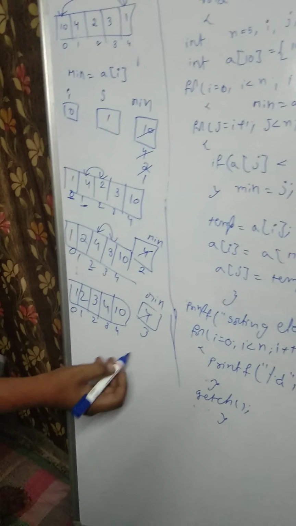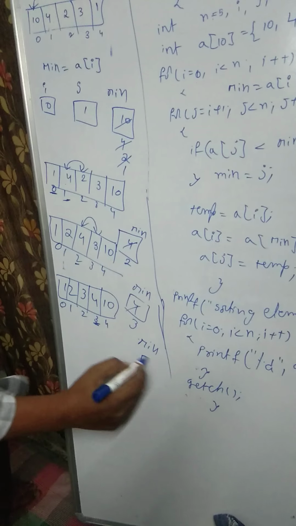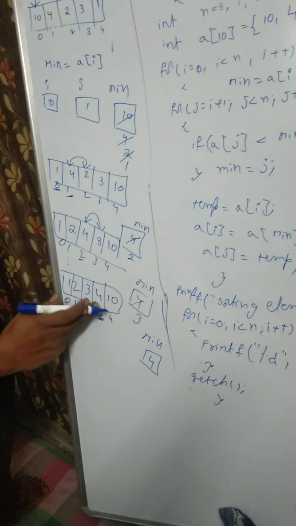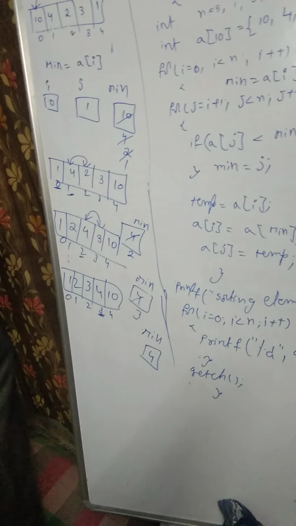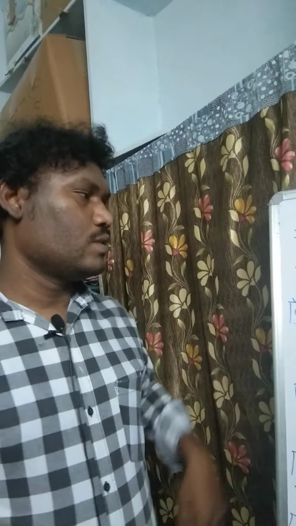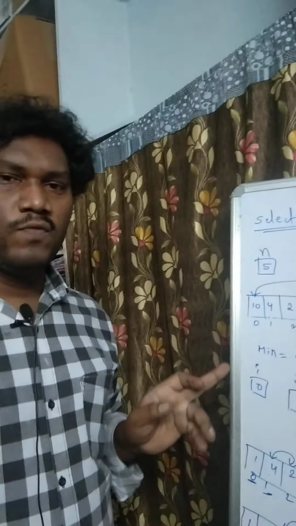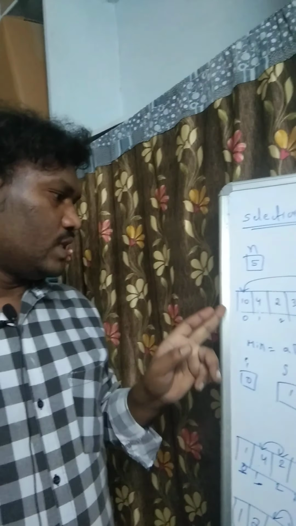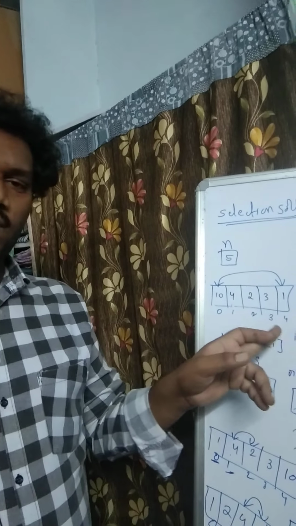Now starting from this position, the minimum value is 4. 4 is compared with 10, no problem. So these elements are sorted. In this way we are sorting the elements. That means initially we find the minimum value in the given array, and that will be swapped with the first element of the array.